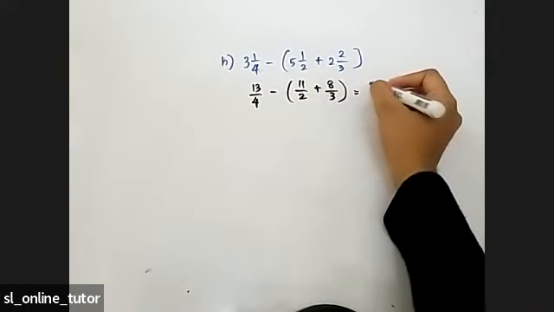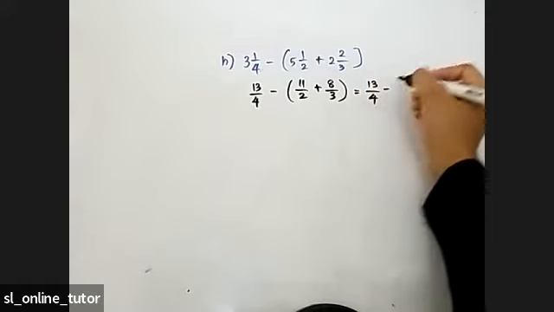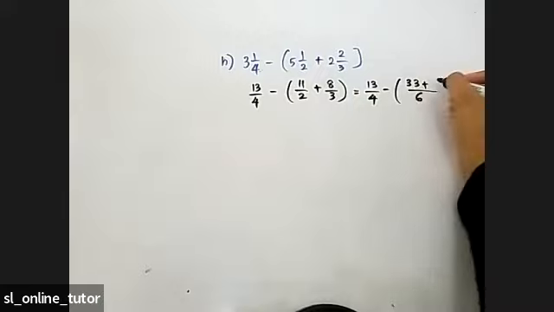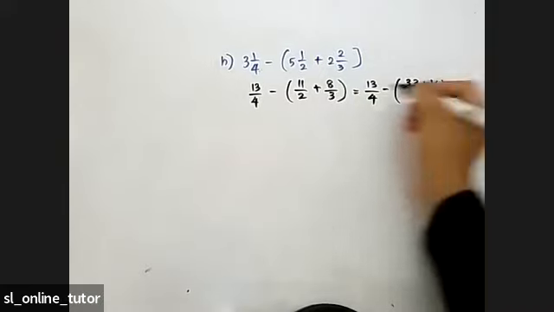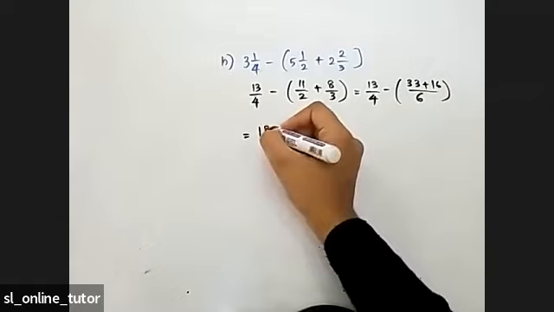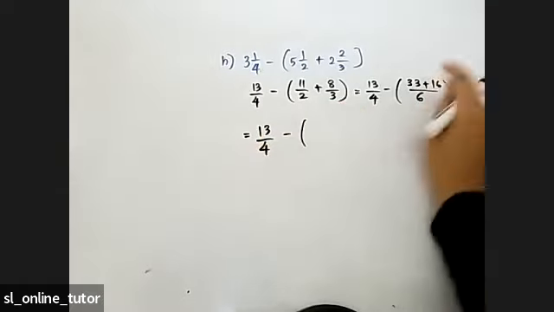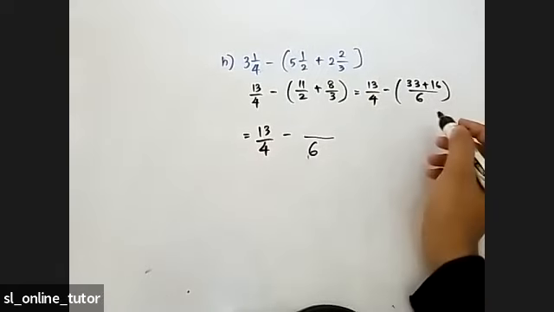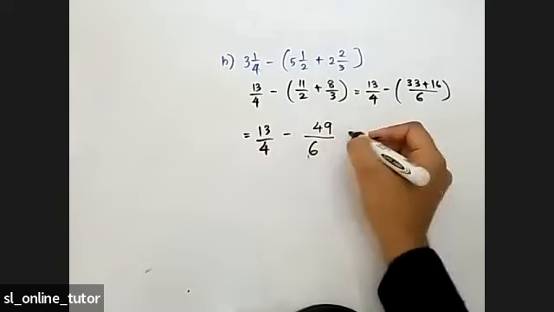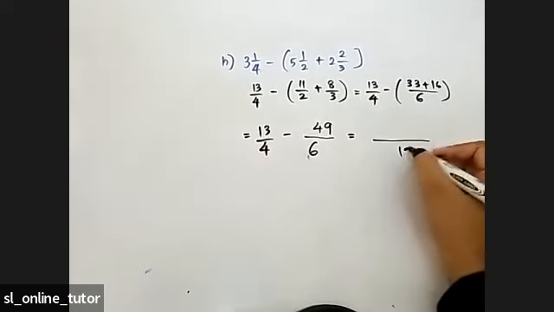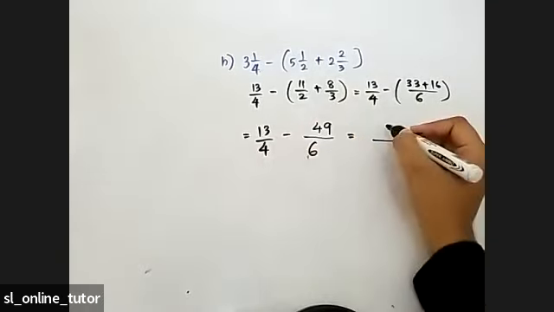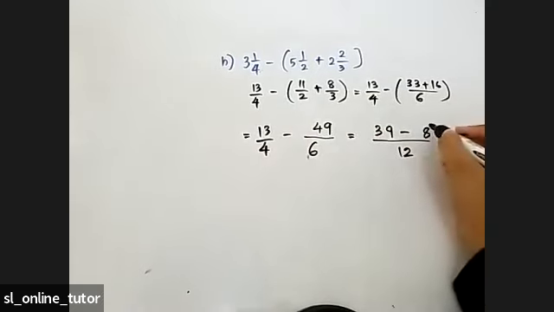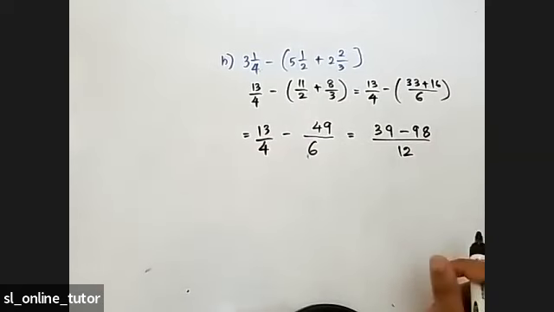So first of all, make the common denominator in the brackets. The common denominator is 6. So 33, 16. Right? Now what can we do? 13 upon 4 minus, if you add these two, you are getting what? 49. Now make the common denominator here. 12 is the common denominator. 4 times 3, 13 times 3 means 39. 6 times 2, 49 times 2 means 98.